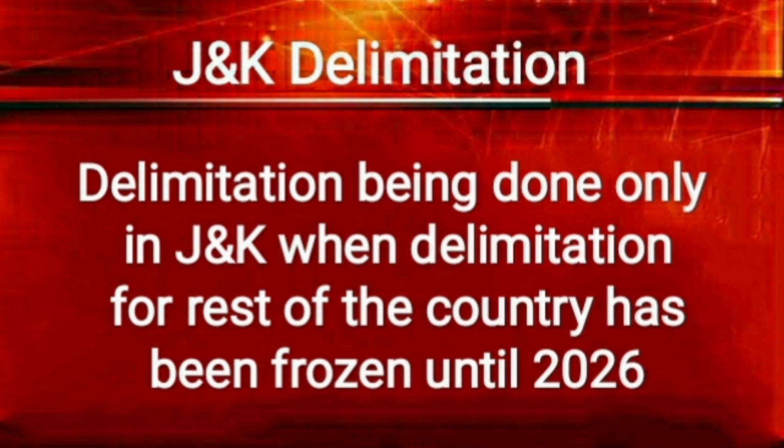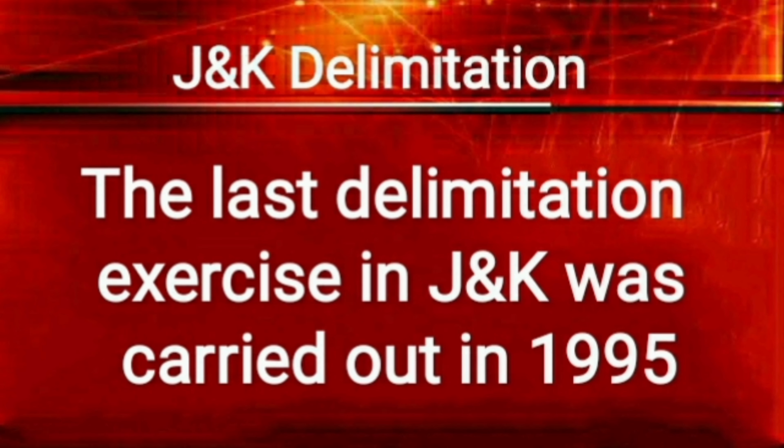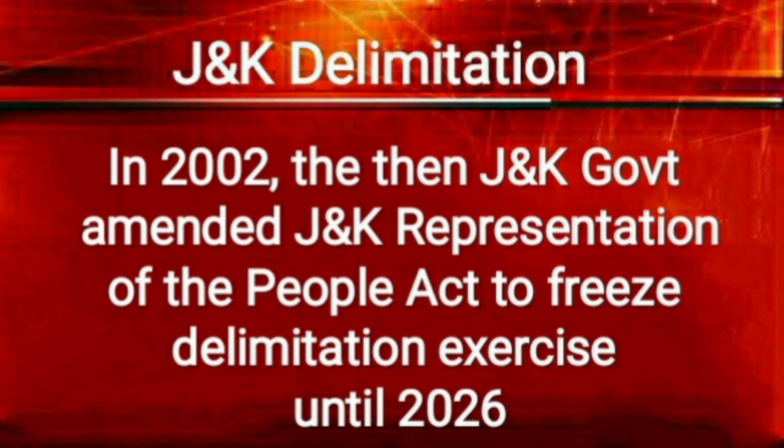Now, why has this exercise been controversial? Why was it in the news? Constituency boundaries are being redrawn only in J&K when delimitation for the rest of the country has been frozen until 2026. The last delimitation exercise in J&K was carried out in 1995. In 2002, the then J&K government amended the J&K Representation of People Act to freeze the delimitation exercise until 2026, as in the rest of the country.